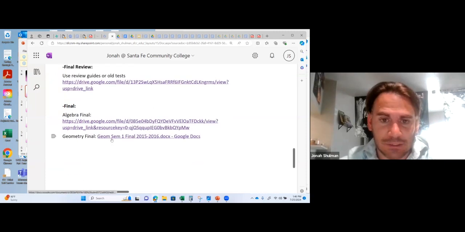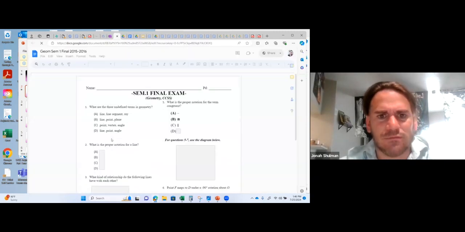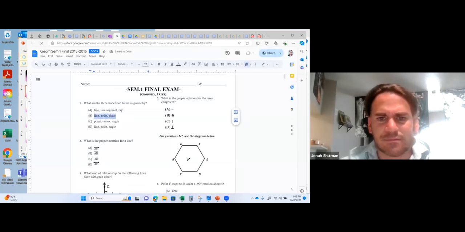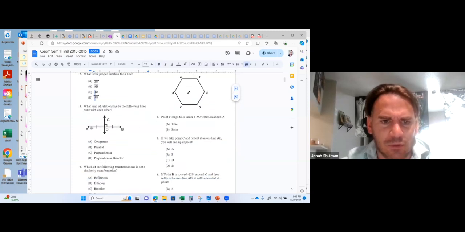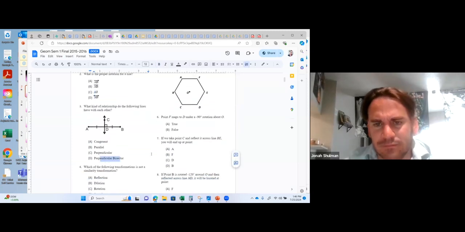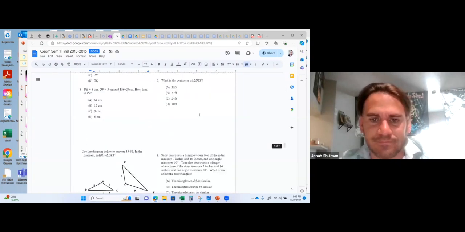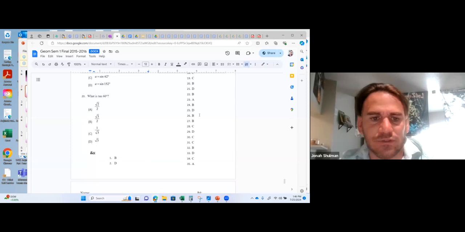And what do some finals look like? So here's an actual final I gave back in 2015. You can see what are the three undefined terms of geometry. That is a point, line, and plane. What is congruent? What is the proper notation for a line? This is a perpendicular bisector. This is rotation around the shape. So this is an actual test. It has tons of questions and then the answers at the end.